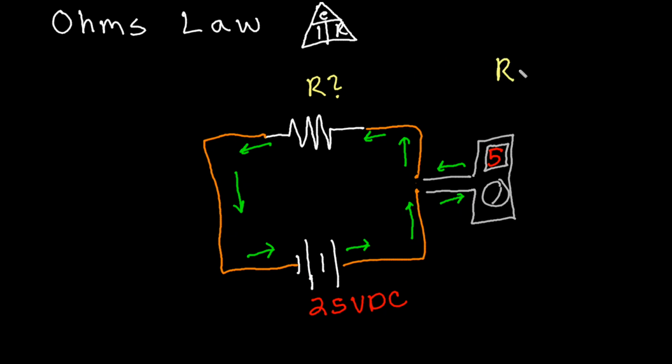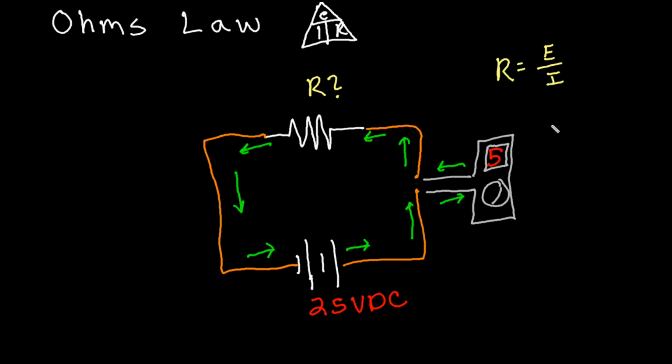So R equals E over I. Now, as you can see here, we put a multimeter in series with our circuit. And if we follow the current coming from the positive terminal of the battery, it flows out of the battery, through here. It is going to flow through the meter because it is in series. It is part of the circuit. Back through the circuit, through the resistor, and back into the battery.